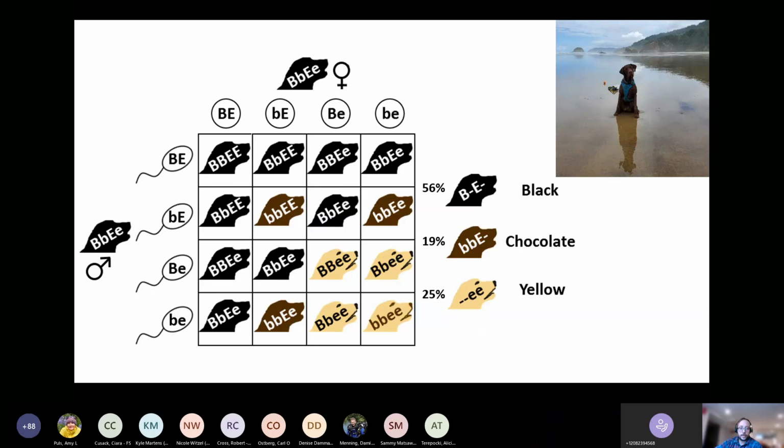So the real results, and you guys did a pretty good job, but about 56% of the heterozygotic black labs would have black coats, 19% would have chocolate coats, and 25% would have yellow coats. And so in the top right corner is a little picture of my dog, and it makes him a little more special because he's a chocolate lab.